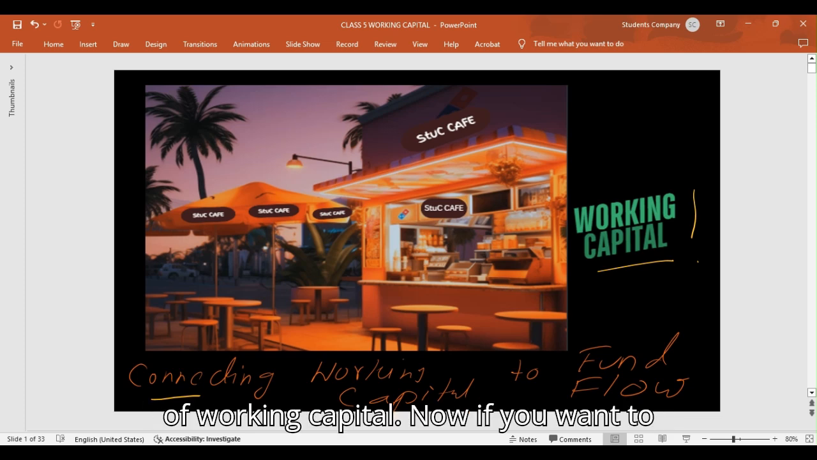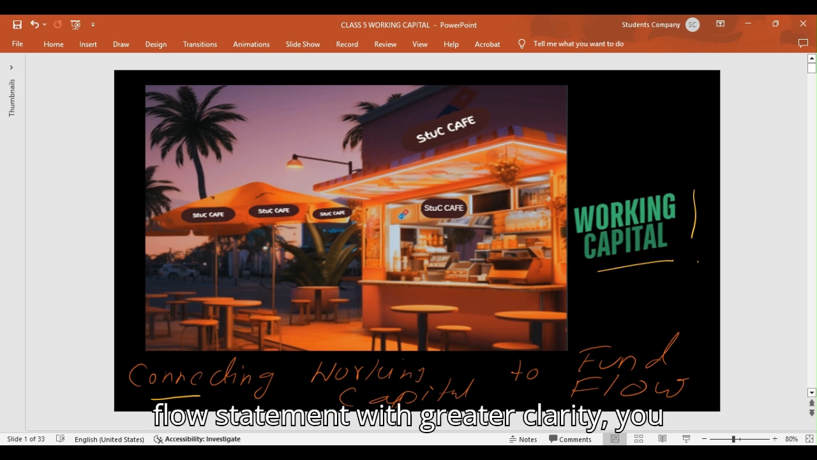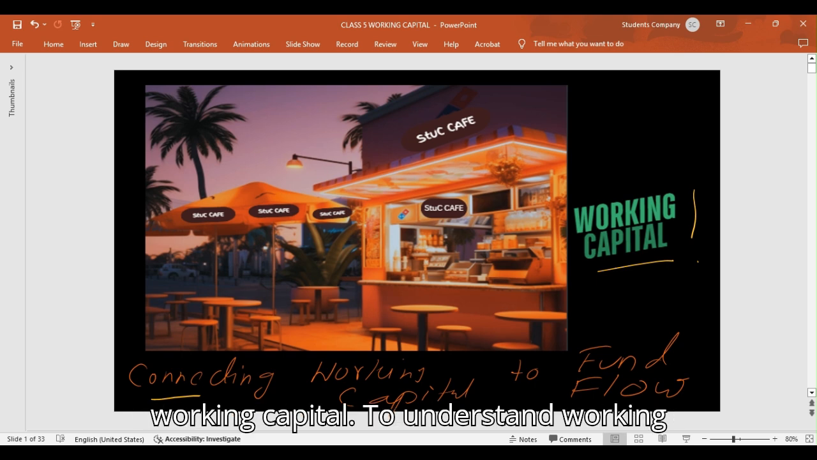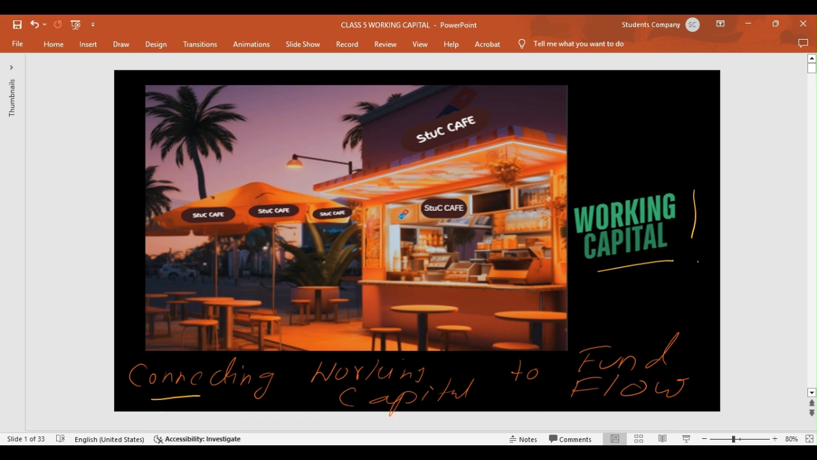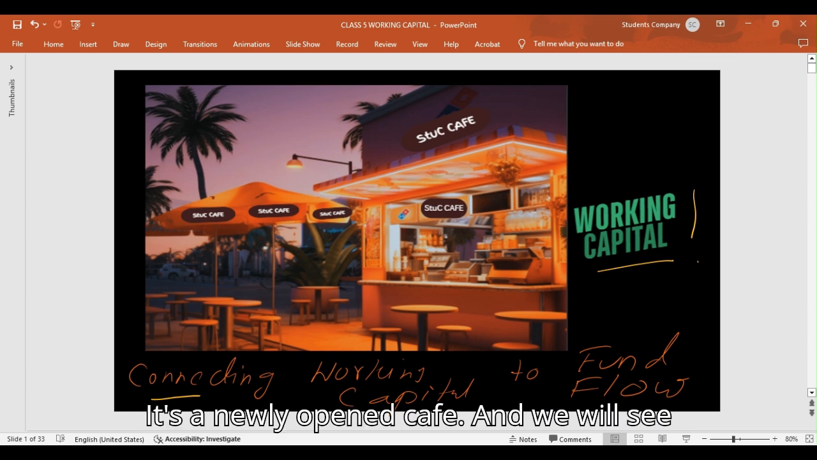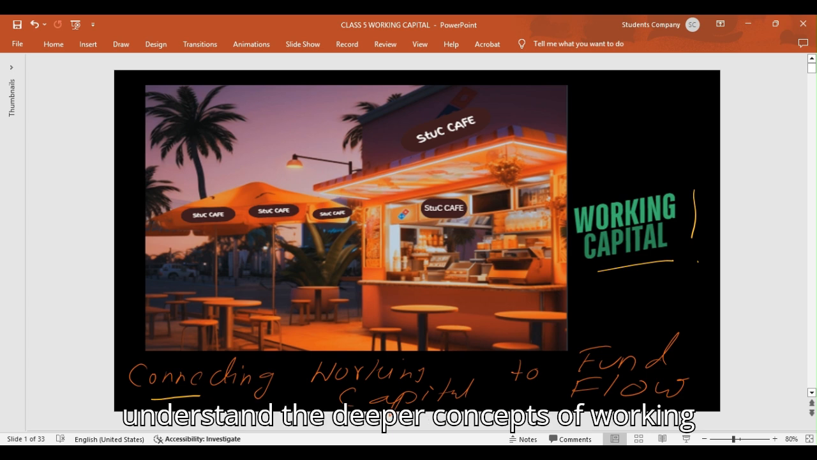This is the concept of working capital. Now, if you want to understand the fund flow statement and cash flow statement with greater clarity, you need to first have a good understanding of working capital. To understand working capital, we will be using an example of our own student company's cafe. This cafe is called StuC CAFE. It's a newly opened cafe, and we will see how the business is going on in this cafe. And with this example, we will understand the deeper concepts of working capital.